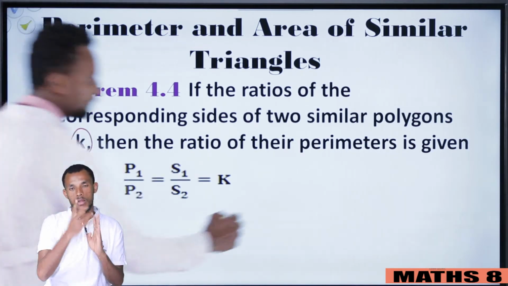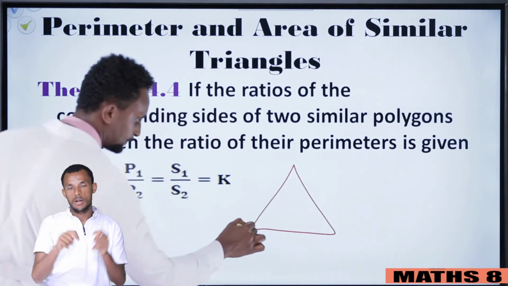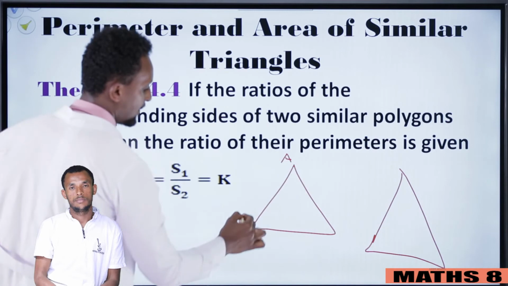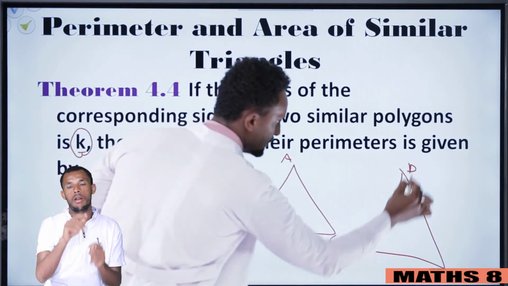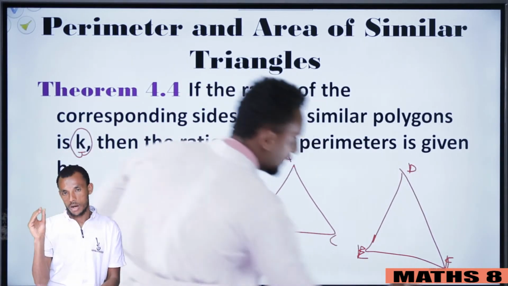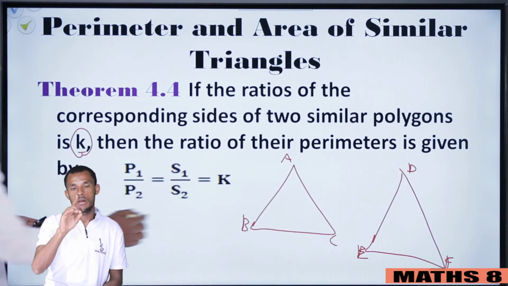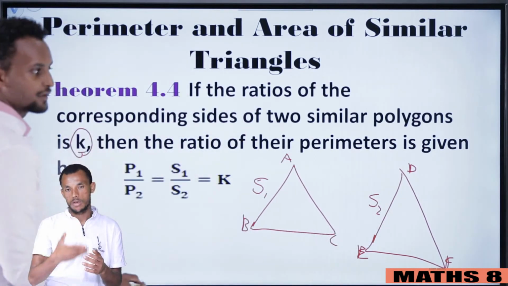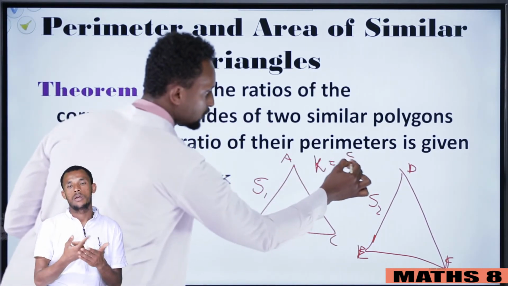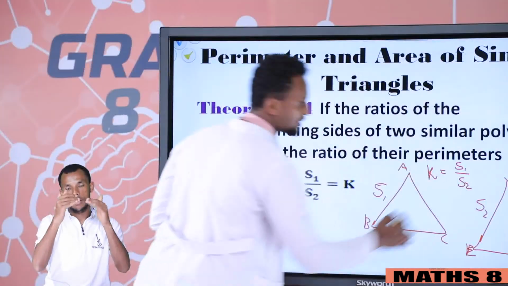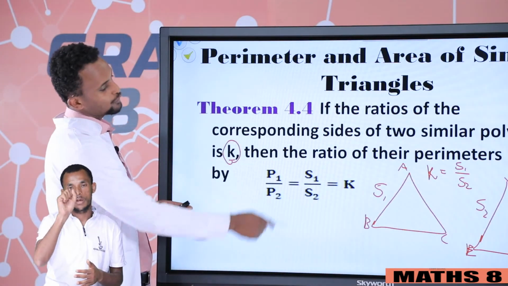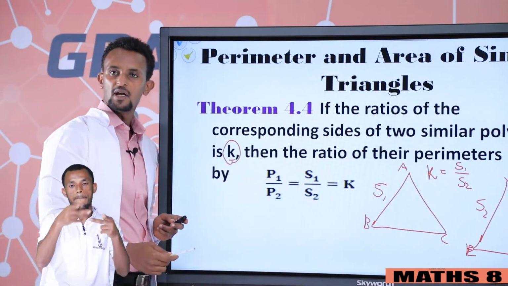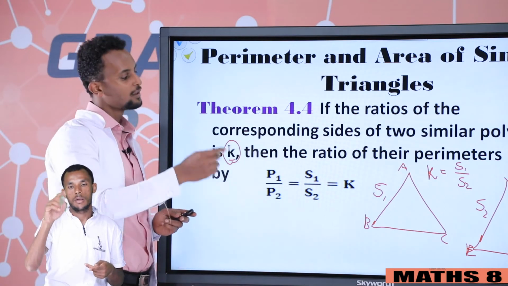Now, let me draw two triangles here. Triangle ABC and DEF. Now, if you have two triangles, let's say this side is S1, this side is S2. Therefore, the scale factor K is equal to S1 over S2. Now, the ratio of their sides is equal to the ratio of their perimeters. Perimeter means the sum of their sides.